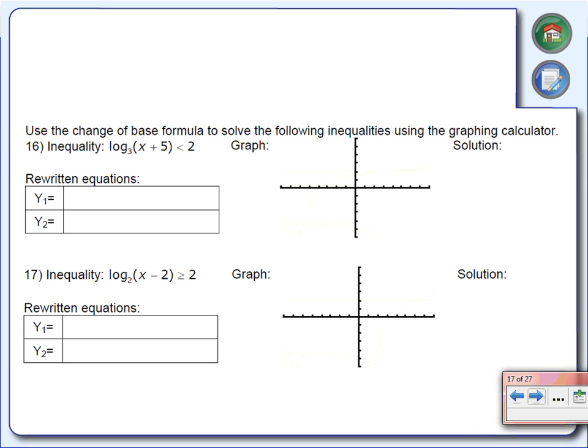But we have a problem here. I want to put log base 3 of x plus 5 into y1. Can I do that? No. Why? Because we have to have a base of 10. So what are we going to do? We're going to use that change of base property and change it. So what we're going to do in y1 is log of x plus 5 divided by log of 3. We're using that change of base property.